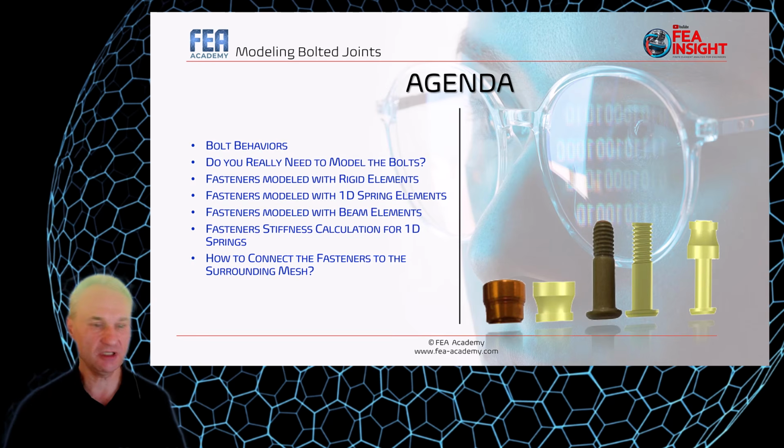Then we're going to talk about how to calculate the stiffness of the fasteners, of the bolts, when they are modeled with 1D springs. And finally, I'm going to conclude this episode by answering the question and showing you examples of how to connect the fasteners to the surrounding mesh. It's a very important question since when you model the fasteners, you need to connect them with the surrounding mesh.